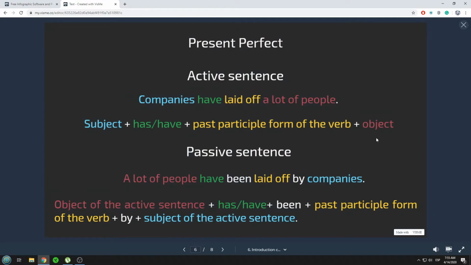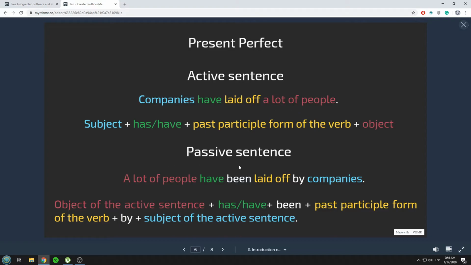So a lot of people, the object, becomes the subject. Then the auxiliary with the being, and the past participle form of the verb, laid off, followed by "by" plus the thing that indicates who or what did the action. In this case, it was companies. Companies have laid off a lot of people. Active sentence: the object, a lot of people, becomes my subject here.